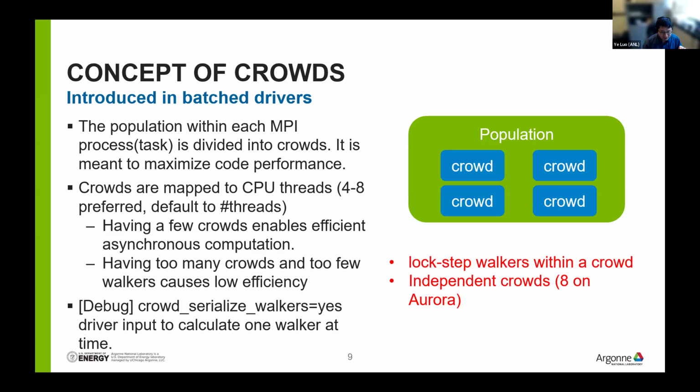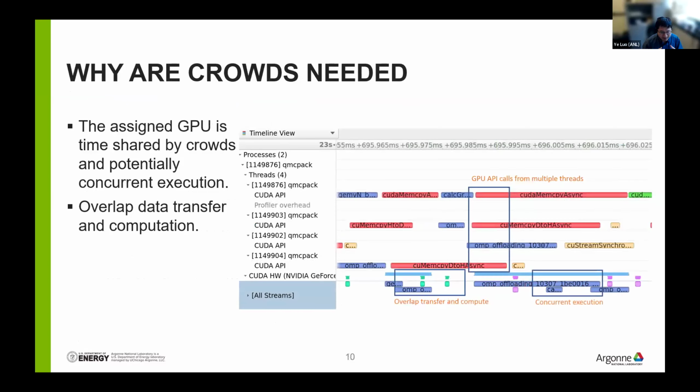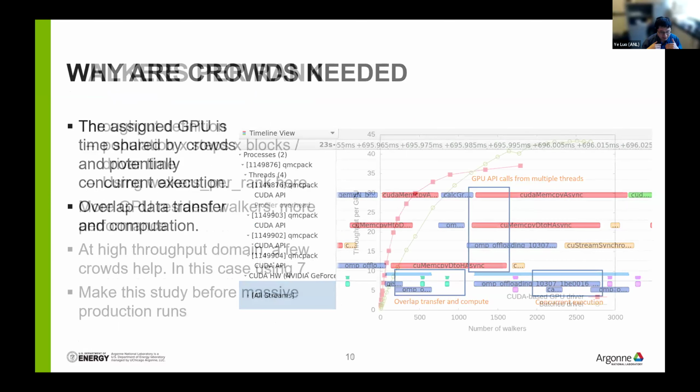Here I mentioned the debug thing. It's not very critical. Just to give you an idea, with different crowds, on the right-side figure you see different timelines. Every row is a thread. You will see that different threads are working on different things, but at the bottom, you see that they share the hardware and keep it busy. That's how we design the crowds to maximize the performance of the code.